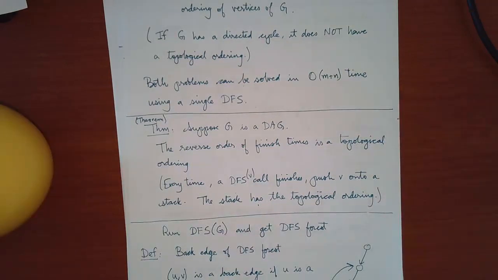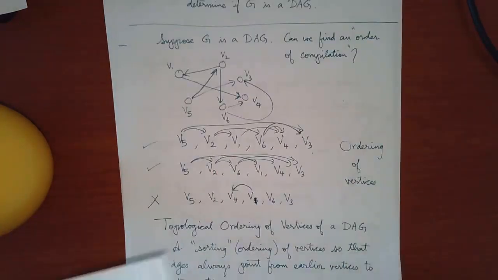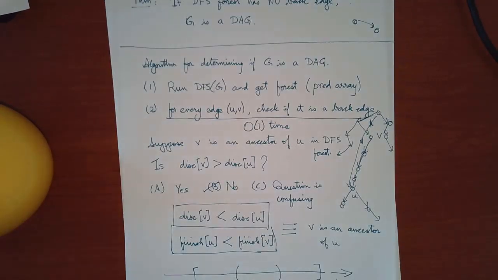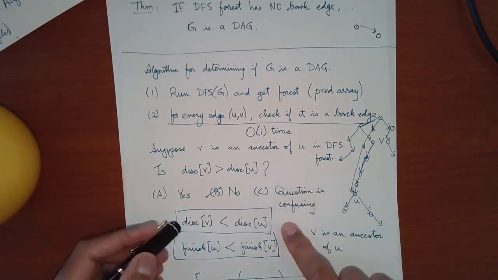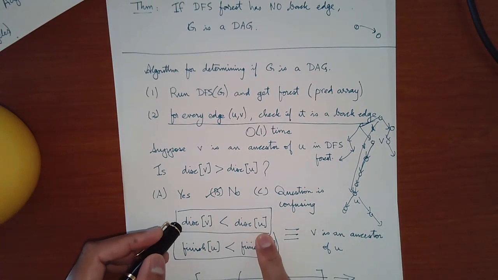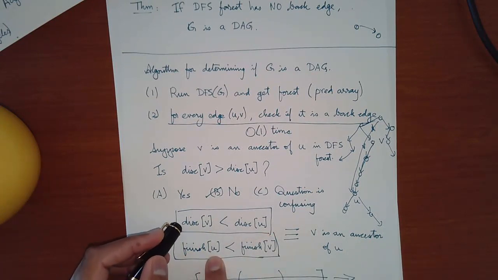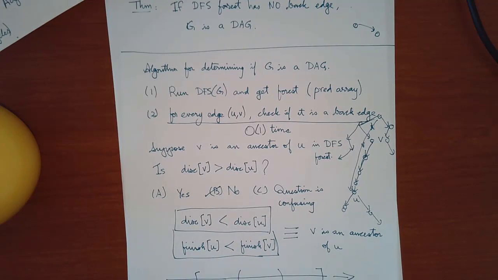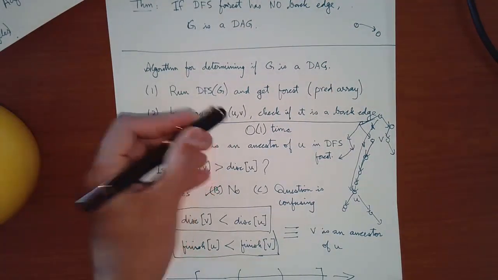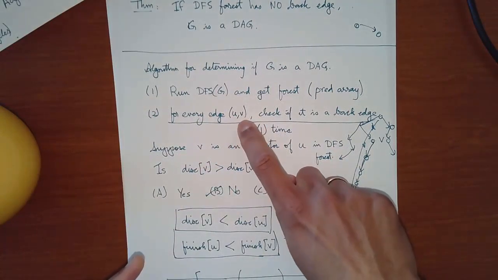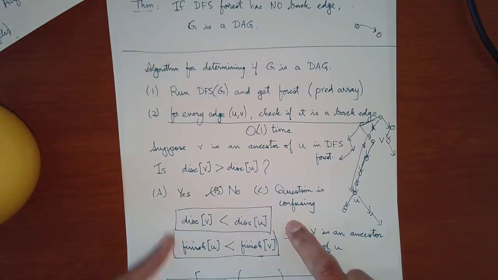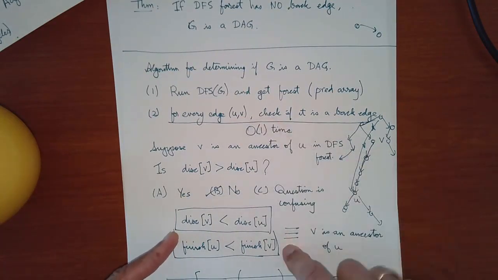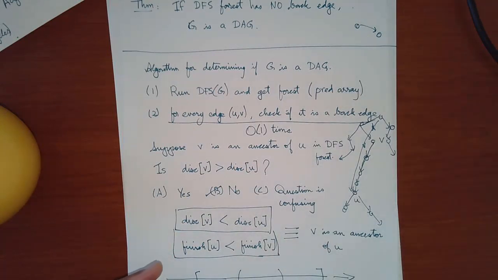Someone asked, did you explain how to check if an edge is a back edge? Yes, sorry, that may have gone through a little quickly. How do you determine if something is a back edge? You just check these conditions. You take an edge UV, you check if the discovery of V is less than the discovery of U, and the finish of U is less than the finish of V, then V is an ancestor of U. You just check these conditions for every edge. If V is an ancestor of U, then it's a back edge. So if this condition holds for any edge UV, this is a back edge, and then you can say this is not a DAG, and you're done.